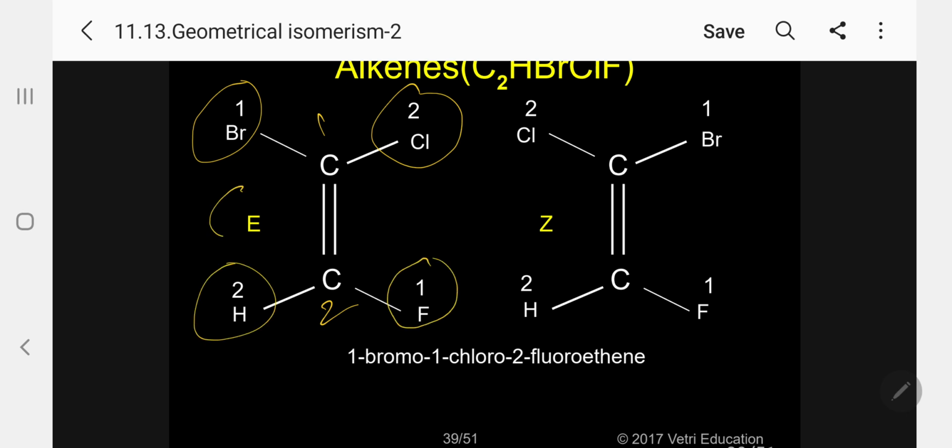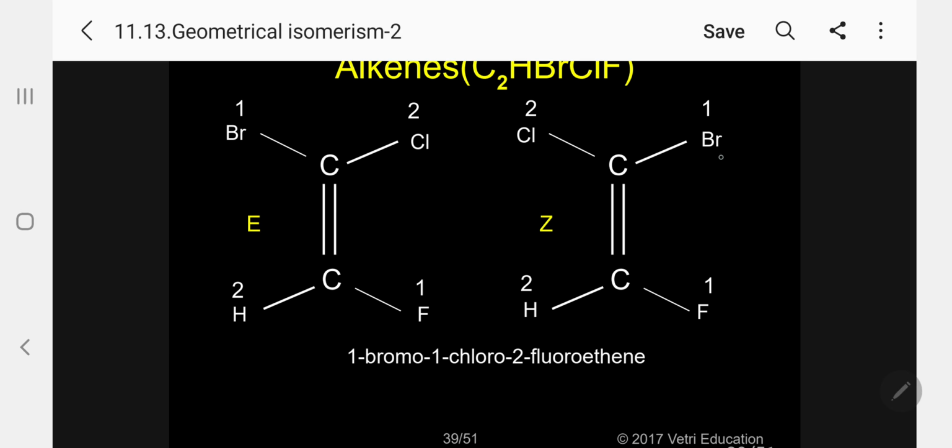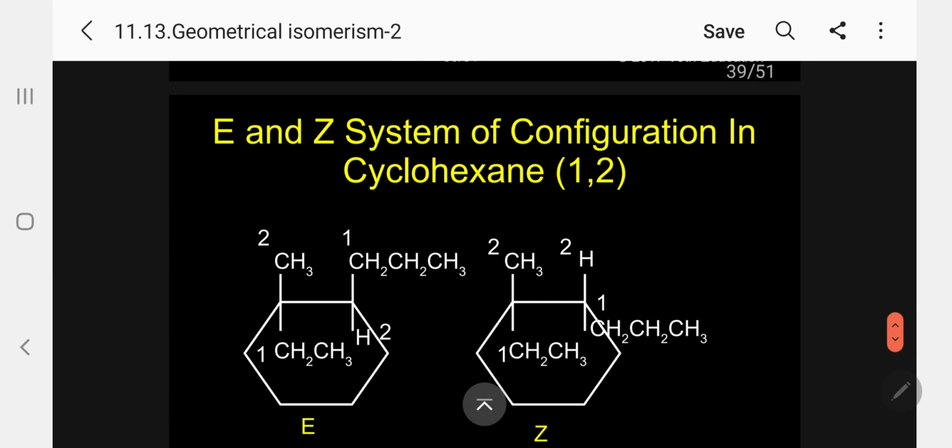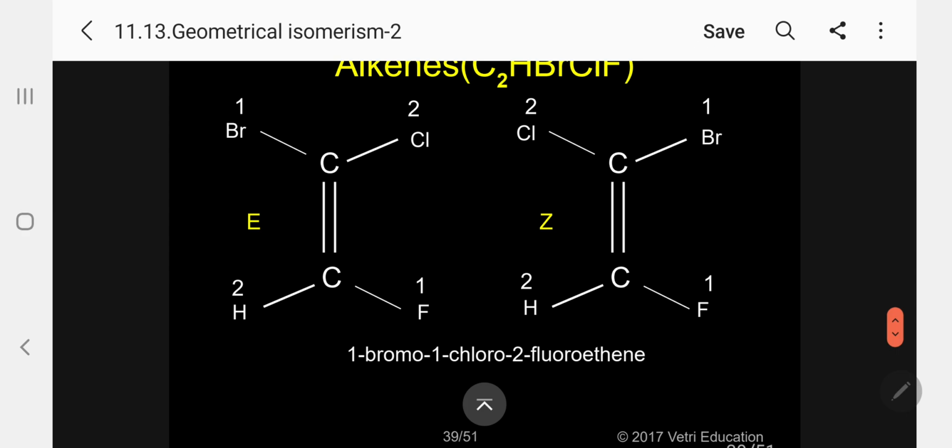So 1 is opposite, 2 is opposite, E. So the naming is 1-bromo-1-chloro-2-fluoroethane. So I will simply write E. This is the left hand side configuration. Coming to the right hand side, see, 1, 1 same side, 2, 2 same side. So I will use Z, 1-bromo-1-chloro-2-fluoroethane. So totally we have 6 isomers possible.